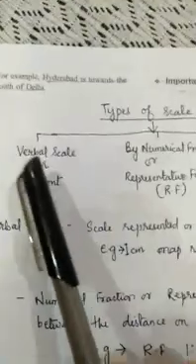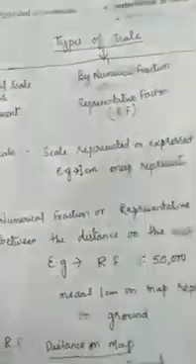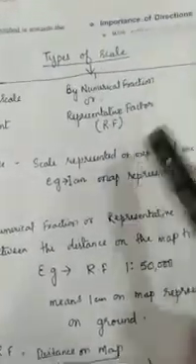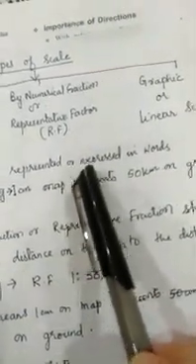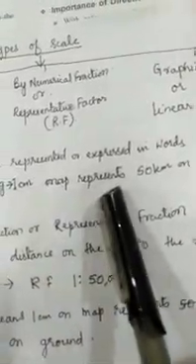Then types of scales. There are 3 types of scale: verbal scale or statement scale, then numerical scale or representative fraction, and the next is graphic or linear scale. Now what is verbal scale? The scale represented or expressed in words. Example, 1 centimeter on the map represents 50 kilometers on the ground.